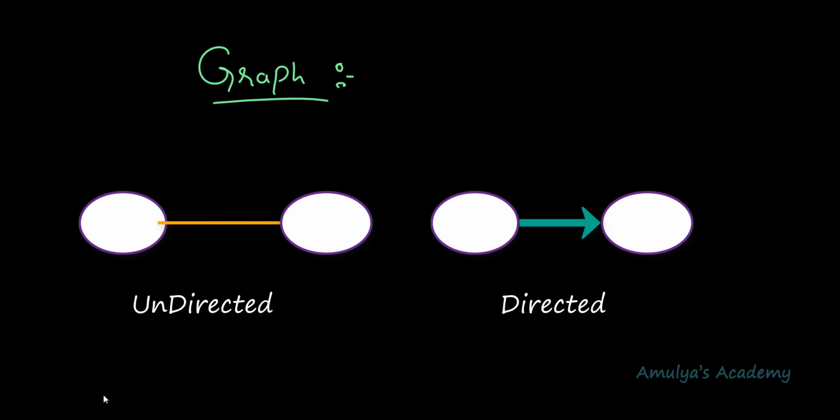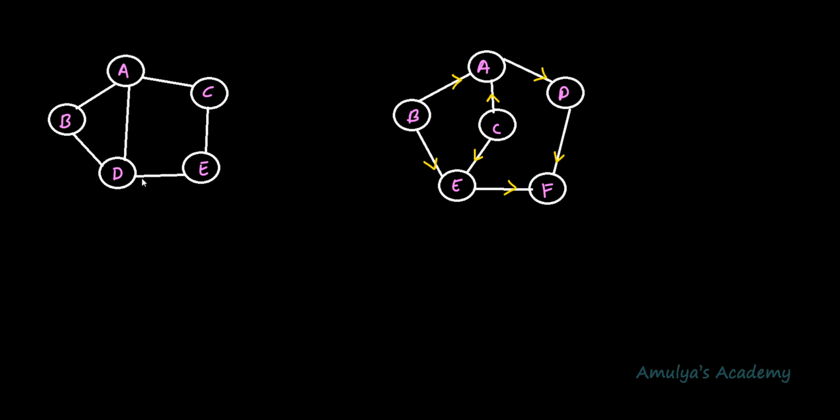Okay, let's see an example. First, we have this graph. Here we can see edges are not directed. Here we can't see any direction on the edge. So here edges are bidirectional. That means it is an undirected graph. Here there is an edge from A to C as well as C to A, C to E, E to C. The edges are bidirectional here.